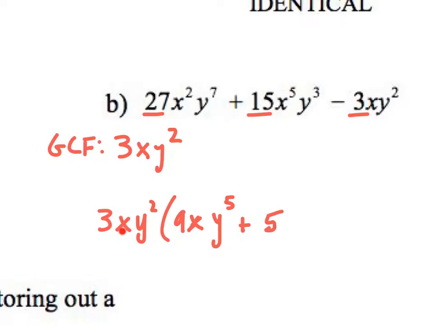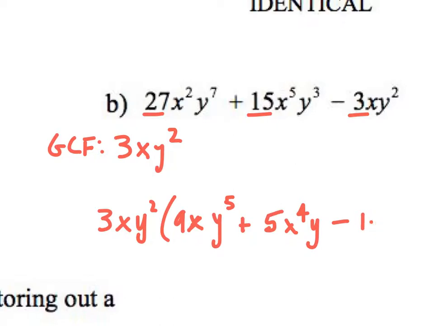x times what gives me x to the 5th? That's going to give me x to the 4th down here. And then y squared times what gives me y cubed, and that's just going to give me a single y. And then let's go ahead and put our minus sign in here. 3 times what gives us 3, and that's going to be a 1. You can kind of keep that 1 there if you want to, you don't have to. x times what gives me x, and that would be another 1. I don't need to really write that down.